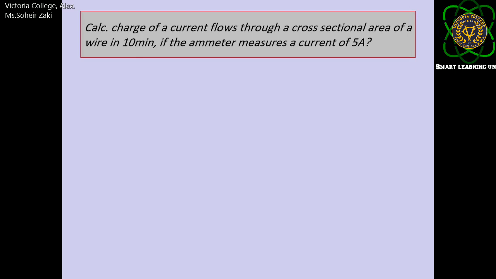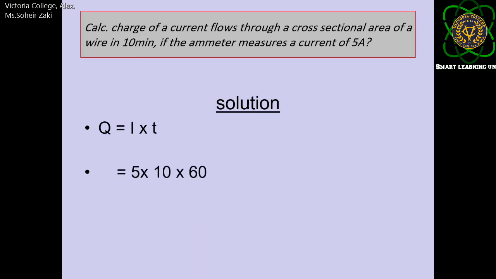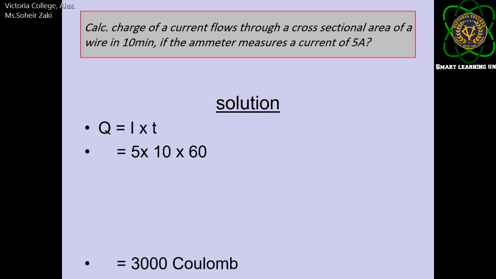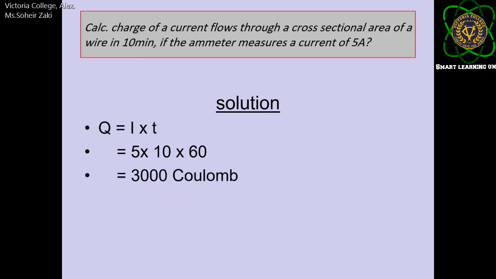Let's see our solution. At first, we write the rule: Q, which is the charge, equals the current intensity I times the time in seconds. So 5 times 10 times 60, and this equals 3000 coulombs. So the charge of this current equals 3000 coulombs.